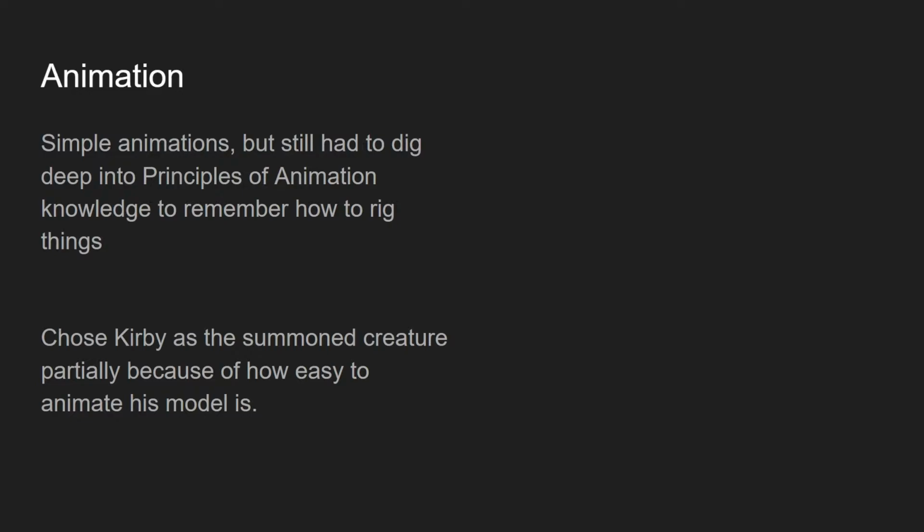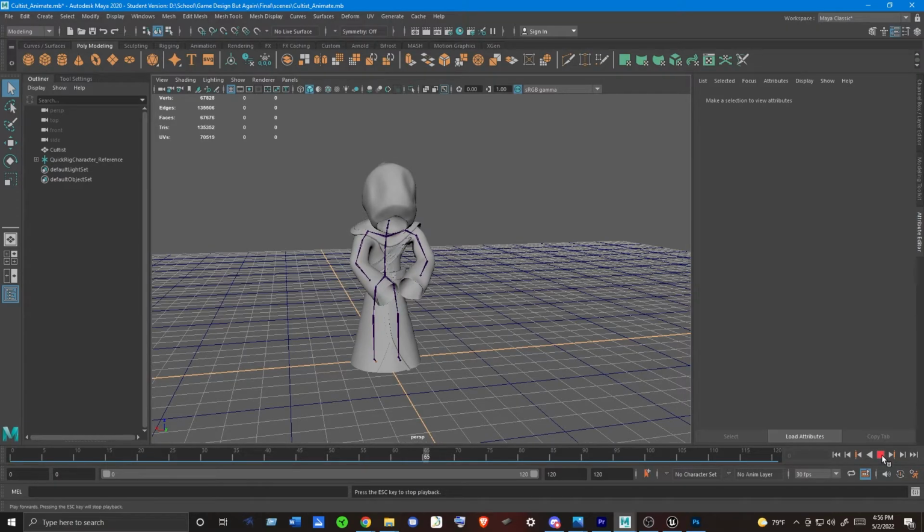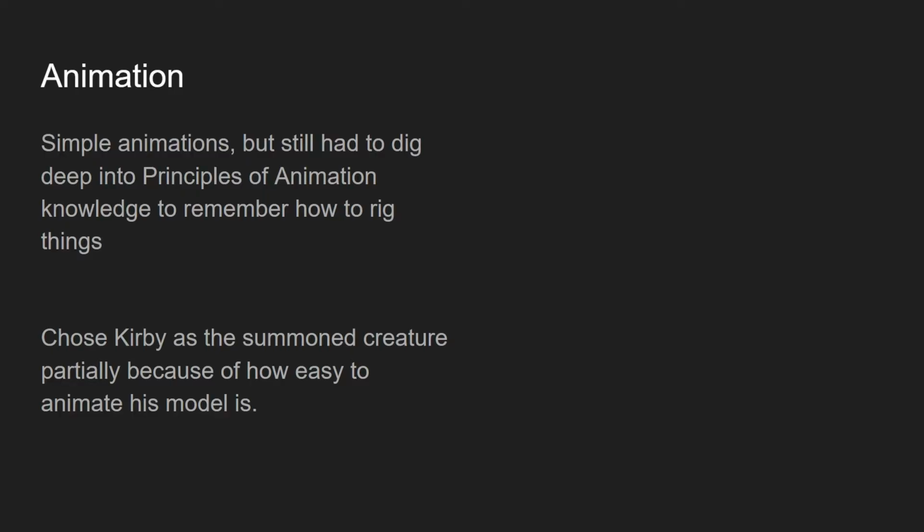I also had to dig into my animation tools that I haven't used since Principles of Animation. The animations I did were pretty basic, just enough to sell the summoning effects and everything. Part of why we chose Kirby as the creature that would get summoned was because it's the first thing that came to my mind as a very easy model to animate, since we didn't have a lot of time after we pivoted ideas.